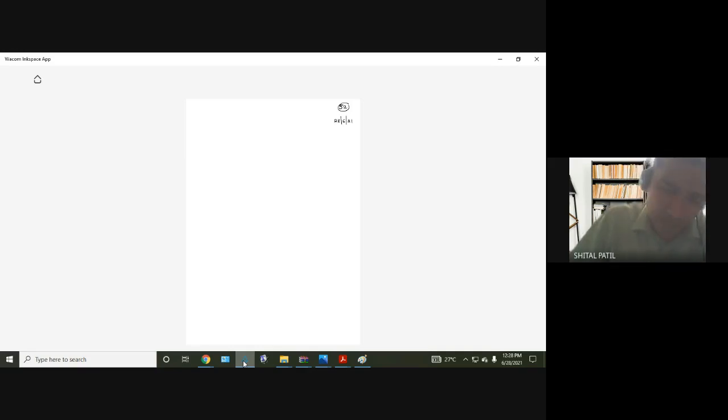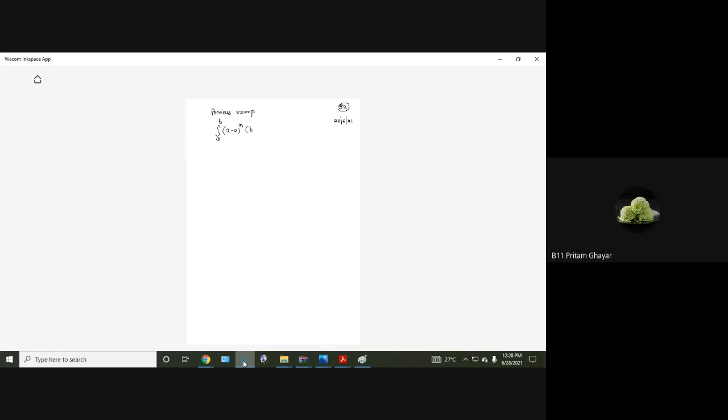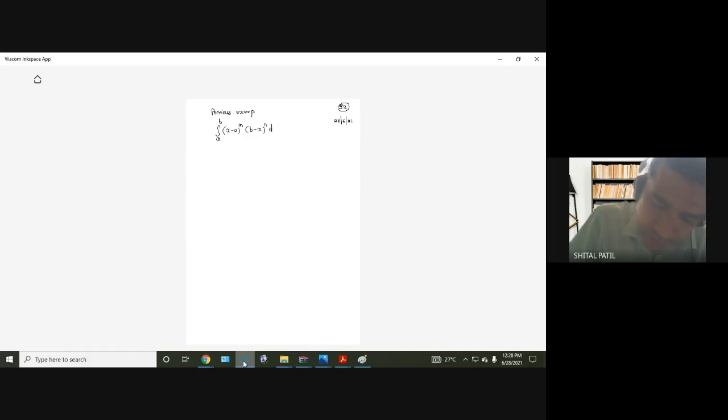Radha, evaluate. First, I'll write about the previous example. What was the example? Integration from a to b, (x minus a) raised to m, (b minus x) raised to n dx. And the substitution for this example was t equal to (x minus a) divided by (upper limit minus lower limit). Okay, so we'll go through one more example of this type.